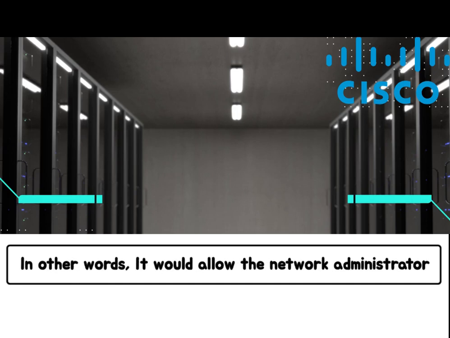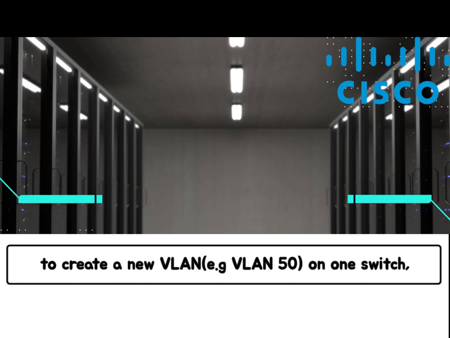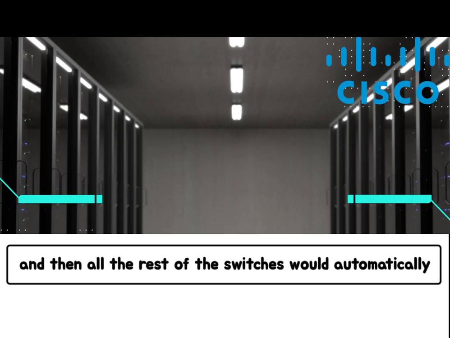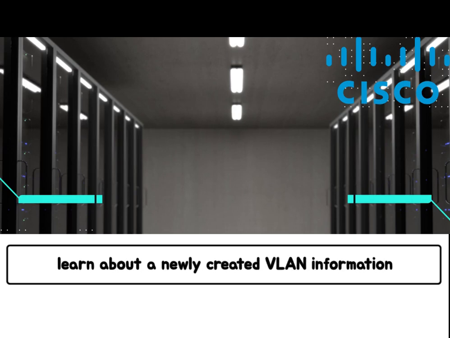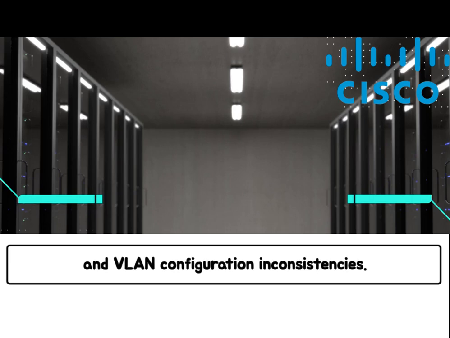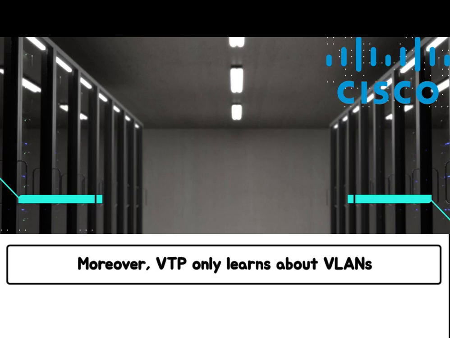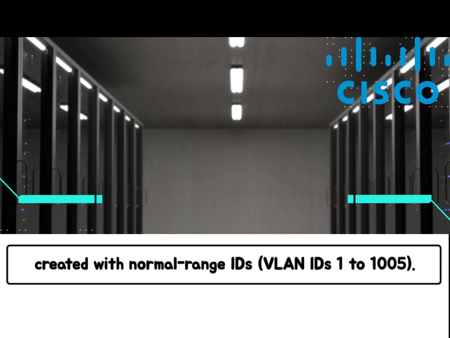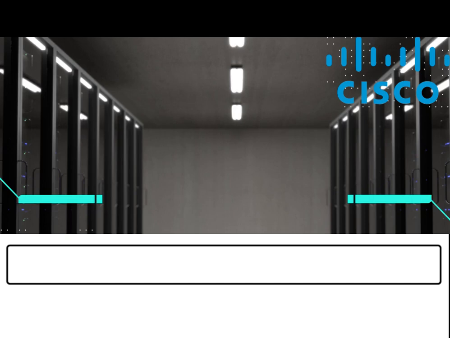In other words, it would allow the network administrator to create a new VLAN, for example VLAN 50, on one switch, and then all the rest of the switches would automatically learn about the newly created VLAN information, such as VLAN ID and name, using VTP. This minimizes problems caused by incorrect configurations and VLAN configuration inconsistencies. Moreover, VTP only learns about VLANs created with normal range IDs, VLAN IDs 1 to 1005. For the purpose of dynamically announcing VLAN configuration information, VTP has three components.